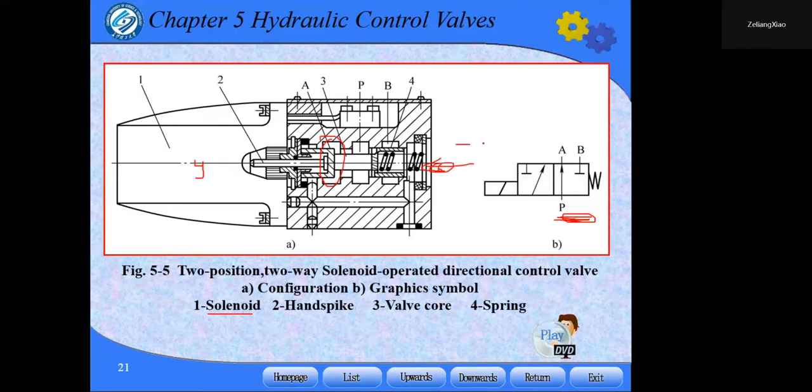It can go this way, in this way. So A is prevented and P and B are connected. So the oil line is here. The oil can go through port P and go out through port B, and A is prevented by this. So this is this condition.